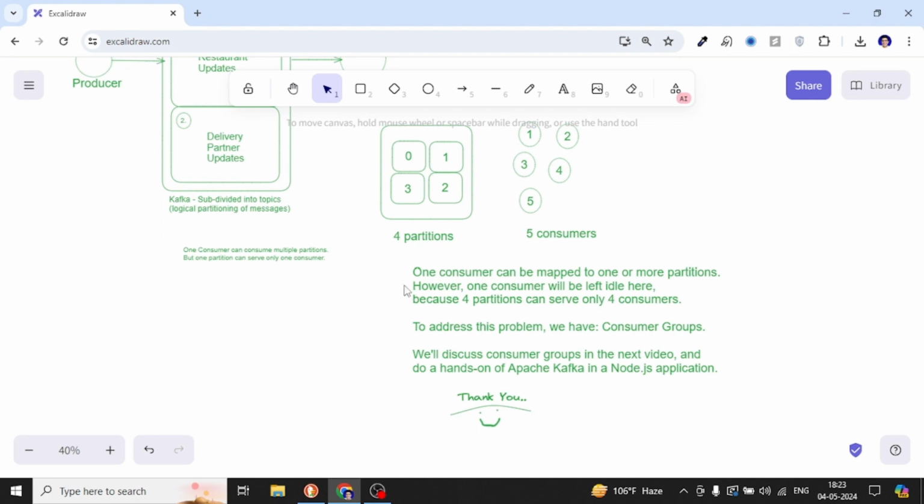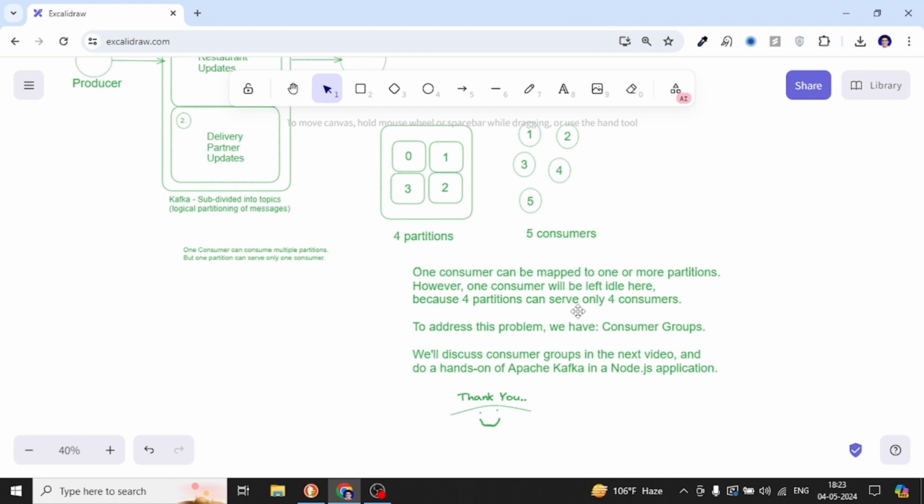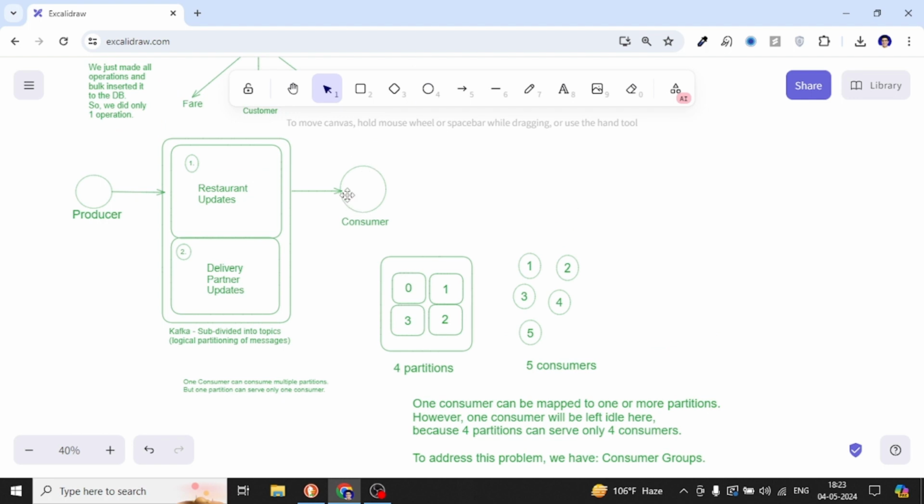The issue with Apache Kafka is that one consumer can be mapped to one or more partitions. However, one consumer will be left idle here. Why? Let's understand. One consumer can consume multiple partitions. So this consumer can fetch data from this partition as well as this partition. But one partition can serve only one consumer, right? This is something which we need to take care of.